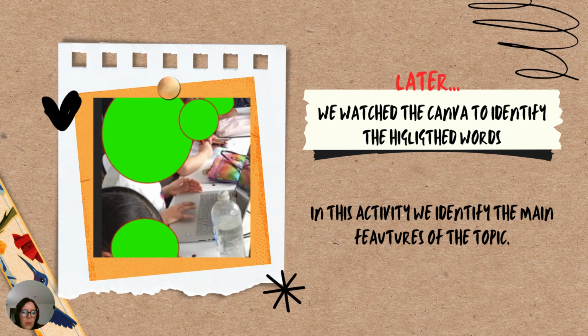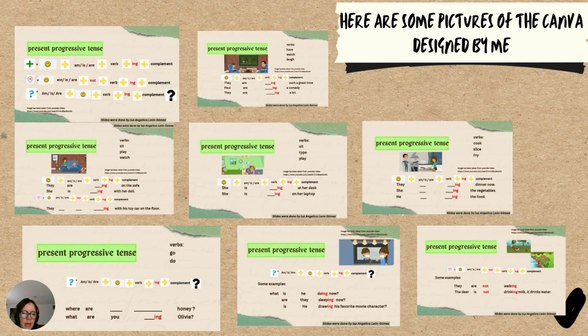Later, we watched the Canva that I created, to identify the highlighted words. In this activity, we identified the main features of the topic. Here we have some pictures of the Canva that I created. As you can see, here we have the present progressive tense in a positive, negative, and interrogative way. What I did was use some examples of this video, and we filled out and completed according to each case.